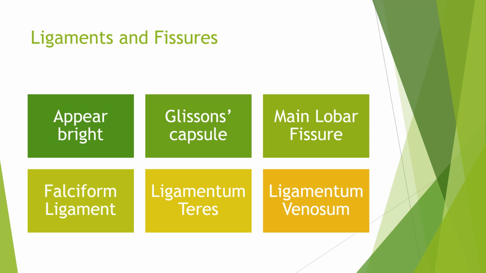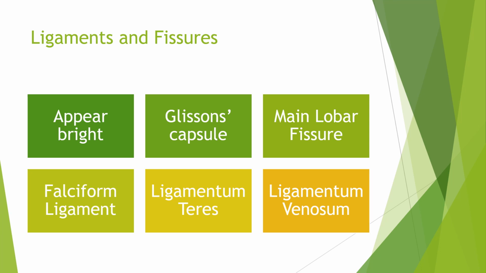The main lobar fissure, this is the one that's going to be an echogenic line between the gallbladder and the portal vein. The falciform ligament is going to separate the left lobe from the right lobe. The ligamentum teres is going to be the terminal end of the falciform ligament. Remember, we said it's going to be a circular or triangular hyperechoic focus in the left lobe inferior.